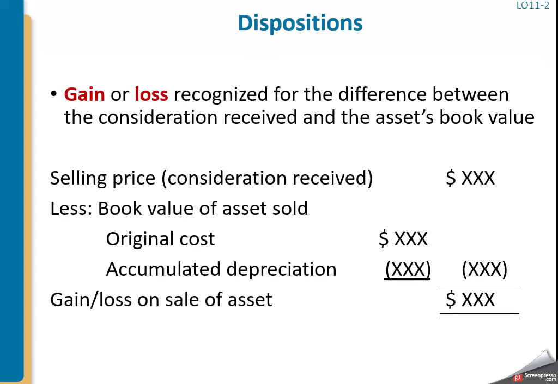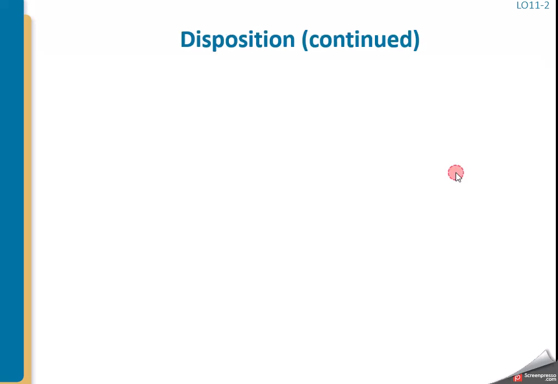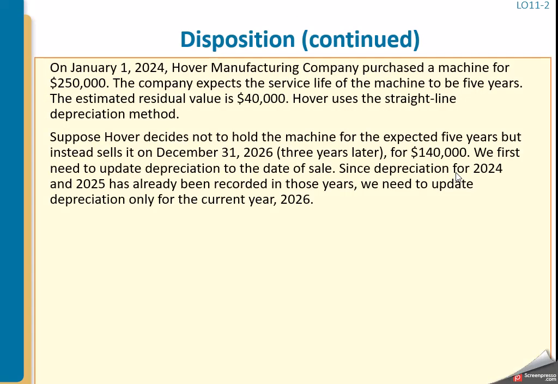Now then we can sell assets or dispose of assets at the end of their service life. If we do that, we have to record a gain or a loss. So we have our selling price. We're going to compare that to our net book value. And our net book value is our cost less our accumulated depreciation. If we sell it for more than that, we'll have a gain. If we sell it for less than that, we'll have a loss.